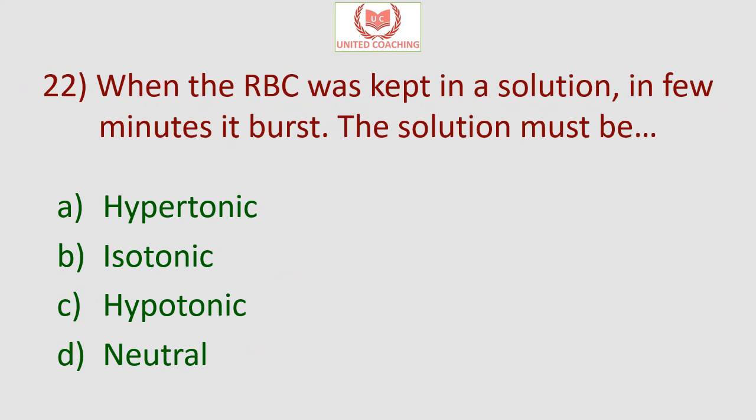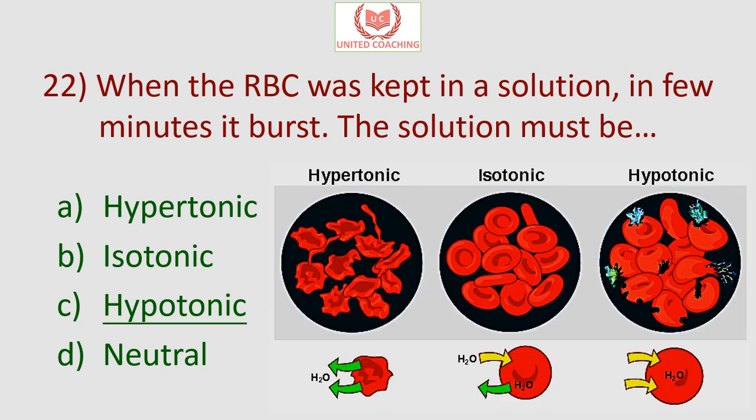Our next question is, when the RBC was kept in a solution, in a few minutes it burst. So the solution must be, is it hypertonic, isotonic, hypotonic or neutral? So the answer is hypotonic. A hypotonic solution is a solution which contains less solute and more water. So if the RBC is kept in a hypotonic solution, then osmosis will start happening, where the water molecules will move from the hypotonic solution into the RBC, which has higher solute concentration. Due to this, the cell membrane of the RBC will not be able to withstand the pressure and it will eventually burst. So the answer to this question is a hypotonic solution will make the RBC burst.